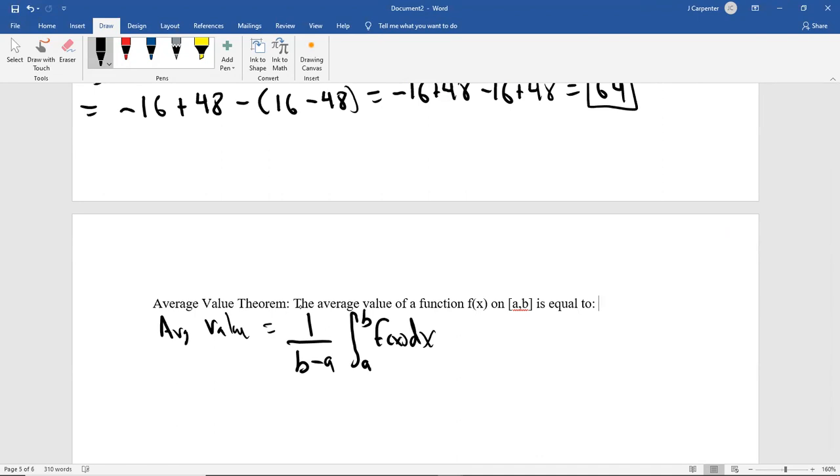Some people just write this a little differently. Some people choose to write it this way: integral a to b f of x dx over b minus a. This is one and the same because this b minus a is a constant. We've said you can pull constants out of integrals. They don't really affect them.